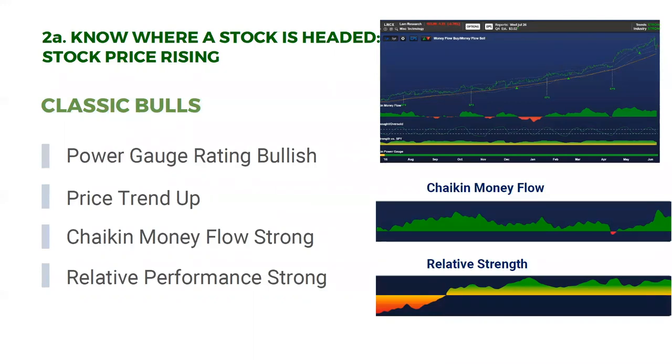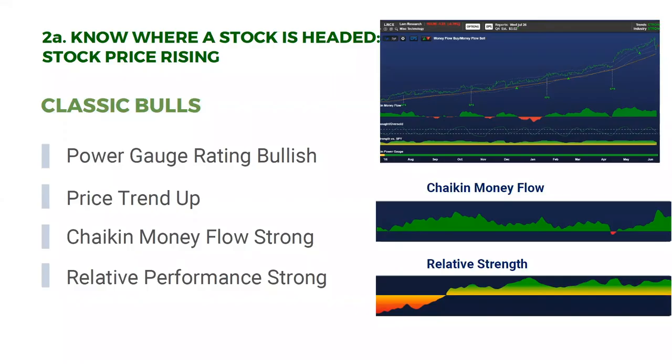But these are the basic makeup of a classic bull. You want that Power Gauge rating to be bullish, green. You certainly want the price to be trending up, and you can see the orange line there is a 200-day moving average, so it makes it pretty clear whether it's trending up or trending down. You want the Chaikin Money Flow to be strong, and I'll explain that, and relative performance to be strong, and I'll explain that too.